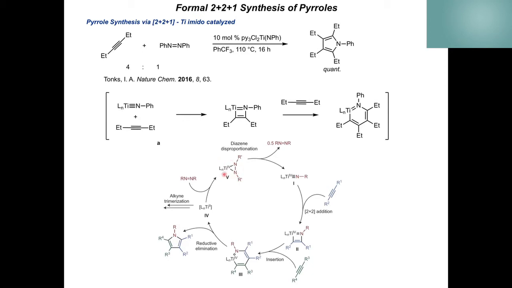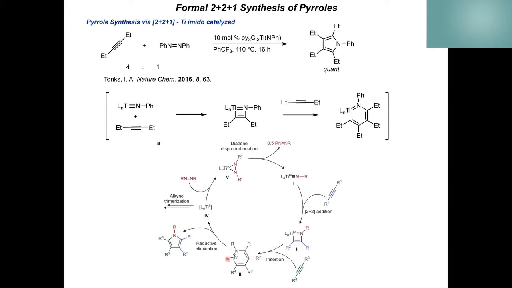And if we take a look at their proposed mechanism here, we enter into this through a diazene disproportionation reaction with titanium-4. And this actually is what enables the entry point here and allows this process to turn over through the synthesis of these titanium-4 amidos. And it's from this titanium-4 amido that a 2+2 cycloaddition to form these titanocycles allows then for subsequent coordination of the second equivalent of alkyne and migratory insertion.